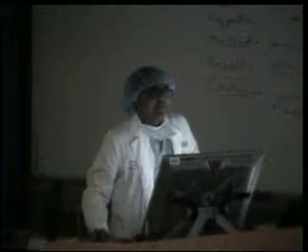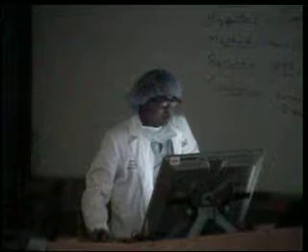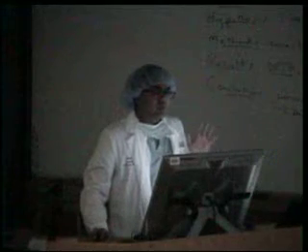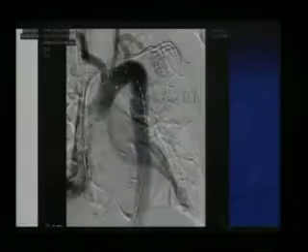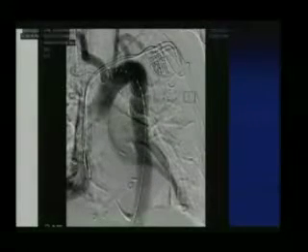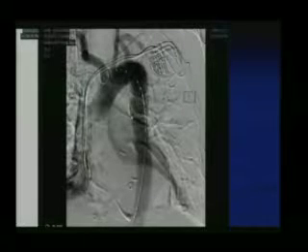Would you please refresh our minds about the type of endoleak? Yes, sir. So there are a total of 5 types of endoleak. Type 1A is if it leaks around the proximal landing zone. Type 1B is if it leaks around the distal landing zone.